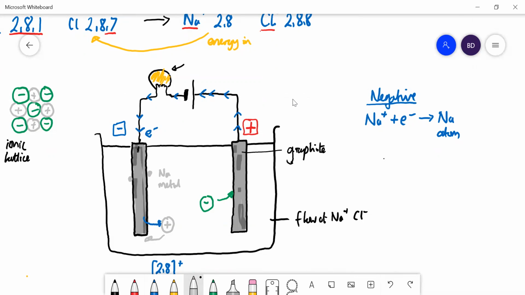Let's see what happens at the positive electrode. Now the positive electrode, you can think of this as almost like a hoover, and it's hoovering up electrons. It's an electron hoover.